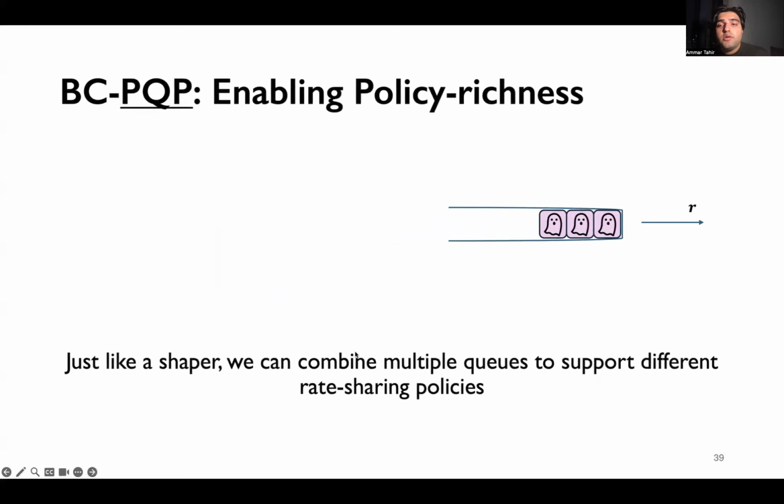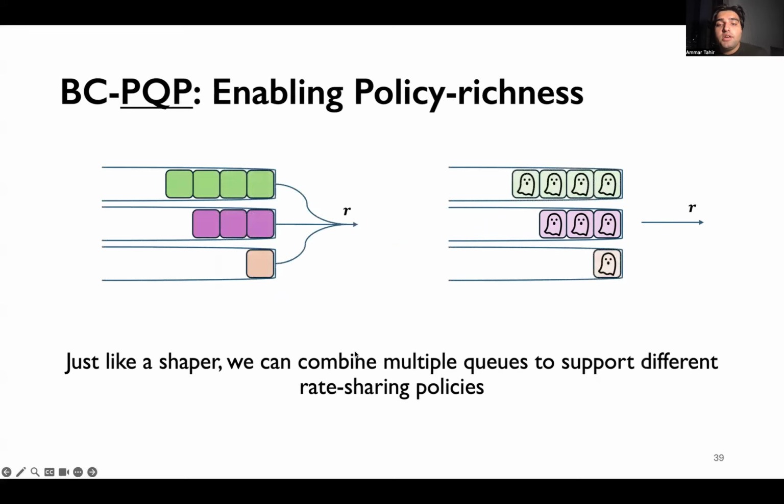Phantom queues allow us to think about policies much more easily. Just like a shaper, we can use multiple phantom queues and divide rate R across queues using any rate sharing policy. For example, we can do round robin for fairness. We call such a system of phantom queues a phantom queue policy, or PQP for short.